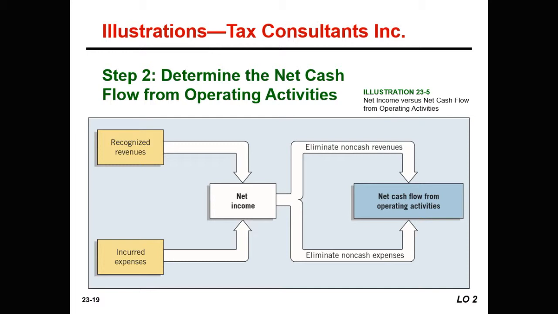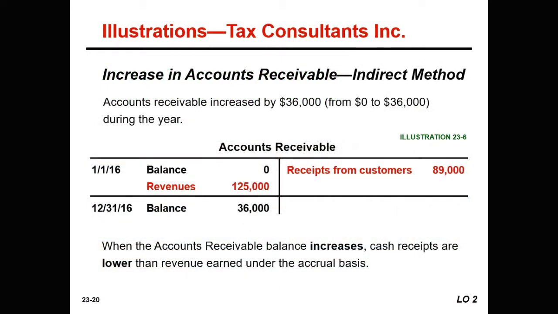Here is a basic diagram showing you how to determine the net cash flows from operating activities. Remember, revenues and expenses are based off an accrual basis. We need to eliminate those things that did not convert to cash in the current period. So we take a look at, and we're using the indirect method. We take a look at all of the assets.